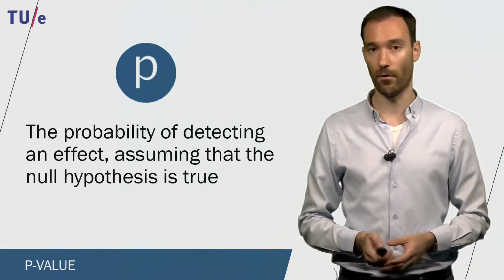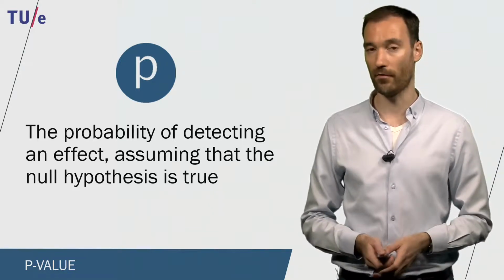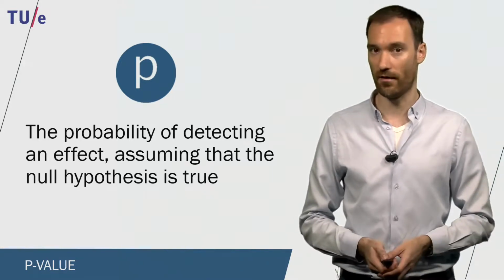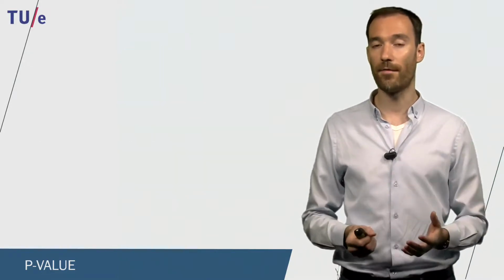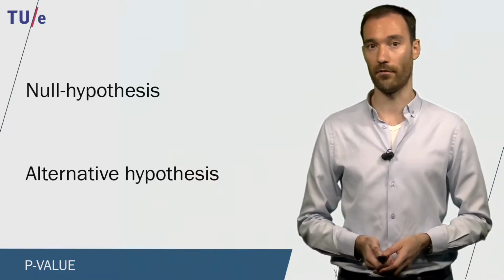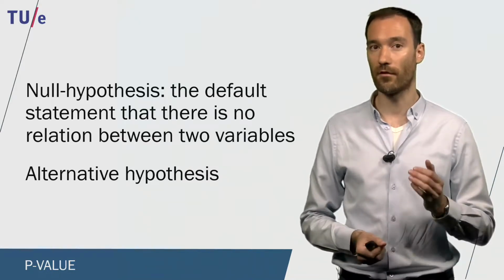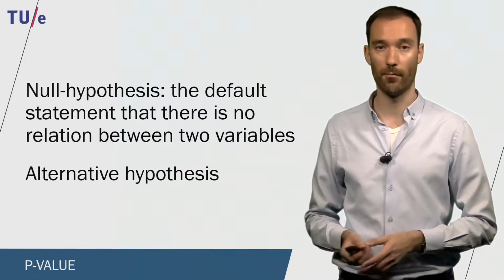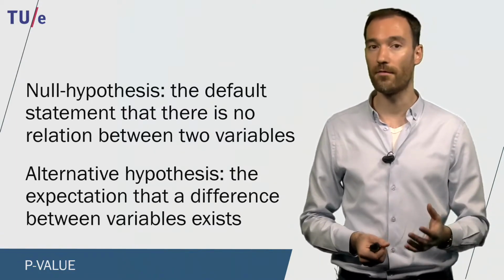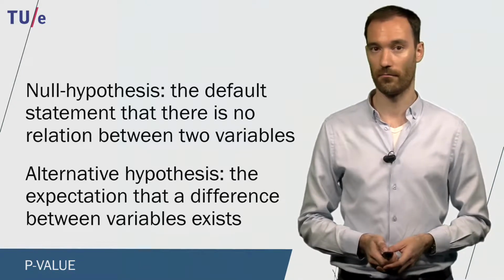The p-value can be defined as follows. It is the probability of detecting an effect assuming that your null hypothesis is true. This is an important aspect of so-called null hypothesis significance testing. In this method, there are two different types of hypotheses, the null hypothesis and the alternative hypothesis. The null hypothesis is the default statement that there is no relation between two different variables. The alternative hypothesis states the expectation that a difference between variables exists. This is also called the researcher hypothesis.